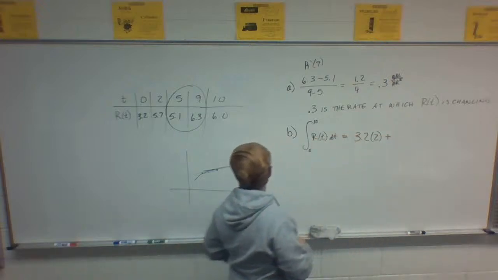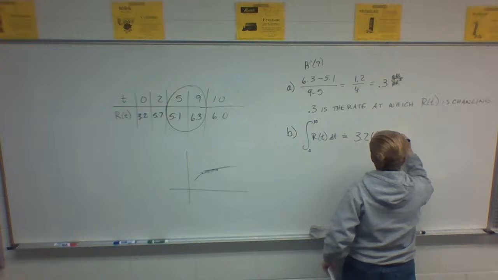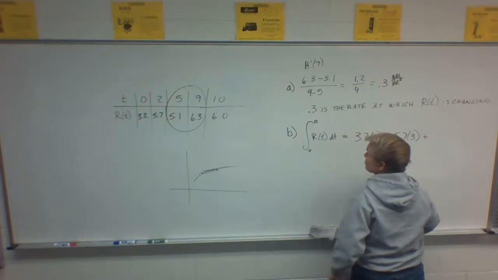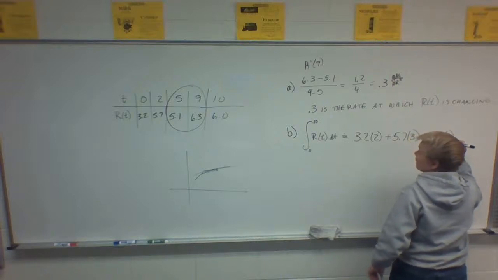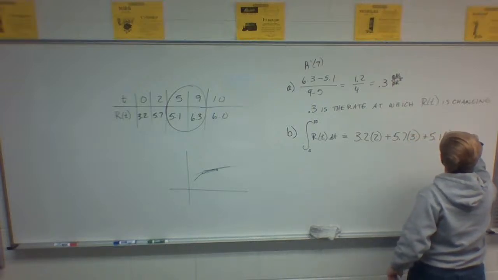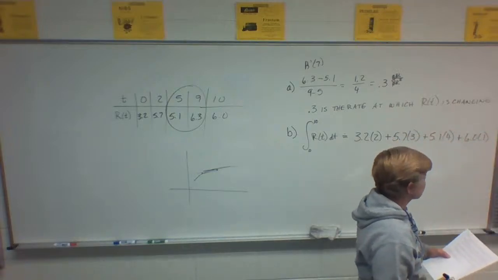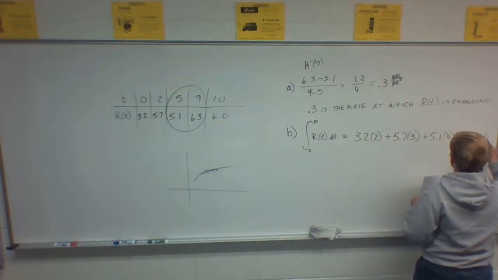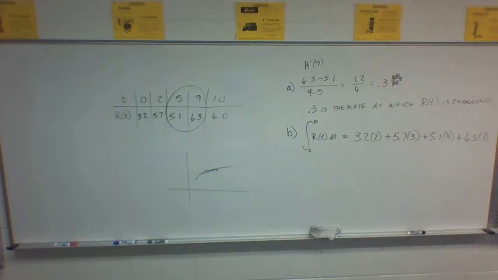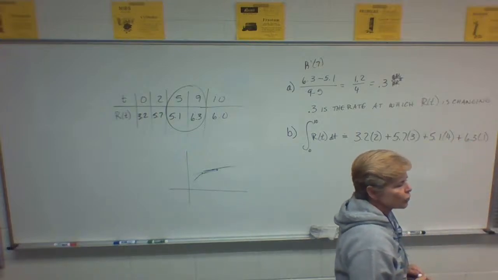Added 2. The left side of the next rectangle has a height of 5.7. But how wide is it? 3. The next one is 5.1, and how wide is it? And the last one is plus 6.0 times 1. I'm just going to put the 1 in there to show the consistency. Left side. Can you all imagine these rectangles, or do I need to draw them for you so you can see it?